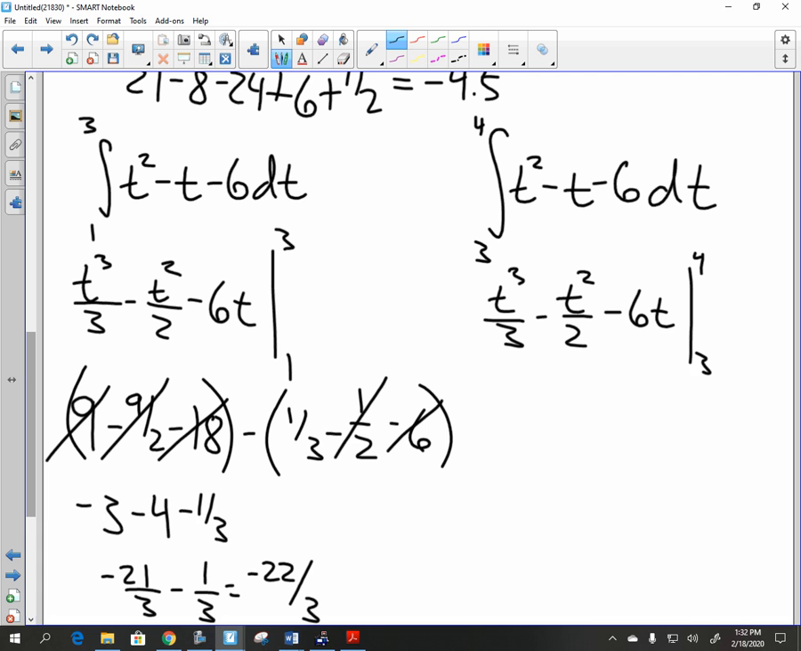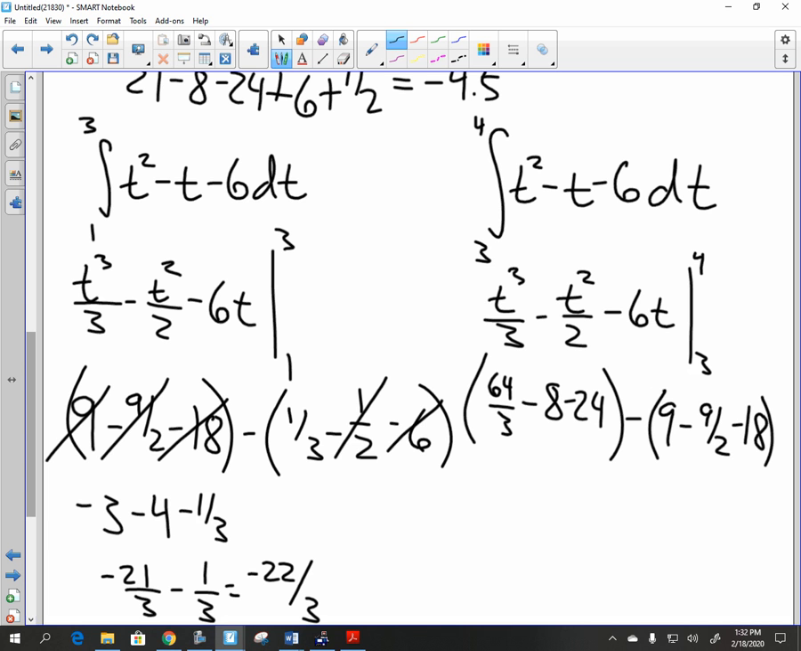I plug in the 4, and we get 64/3 minus, we already did this, didn't we? Minus what? 8 minus 24. And then I plug in 3. Hey, we already did the 3, didn't we? And we get 9 minus 9/2 minus 18.